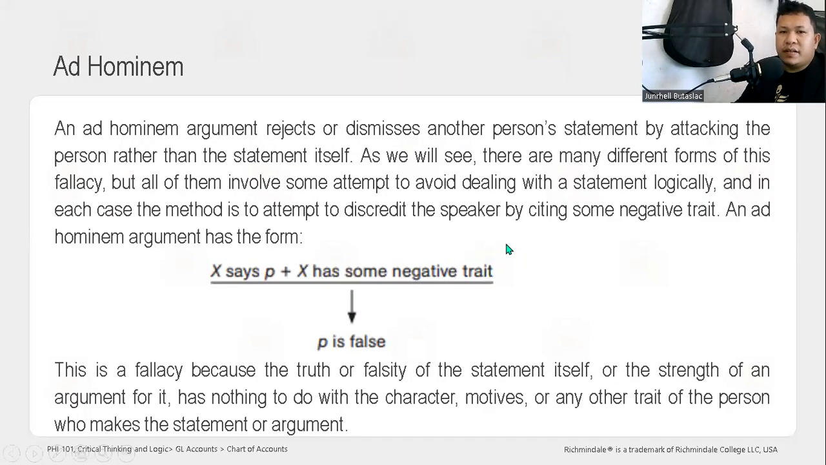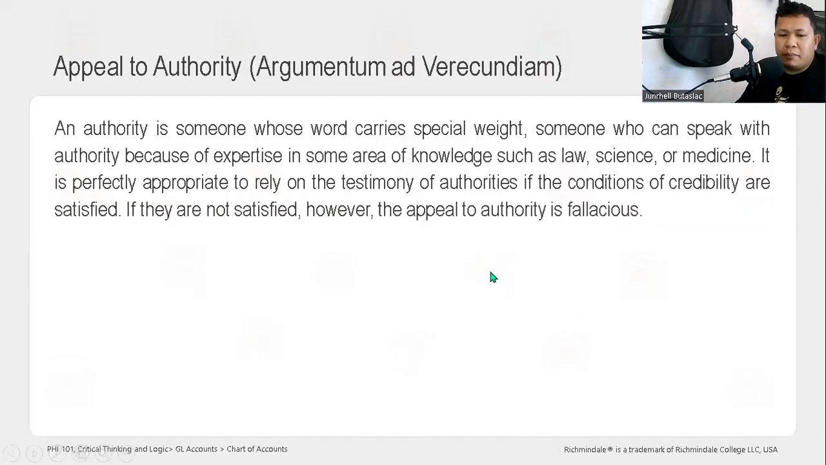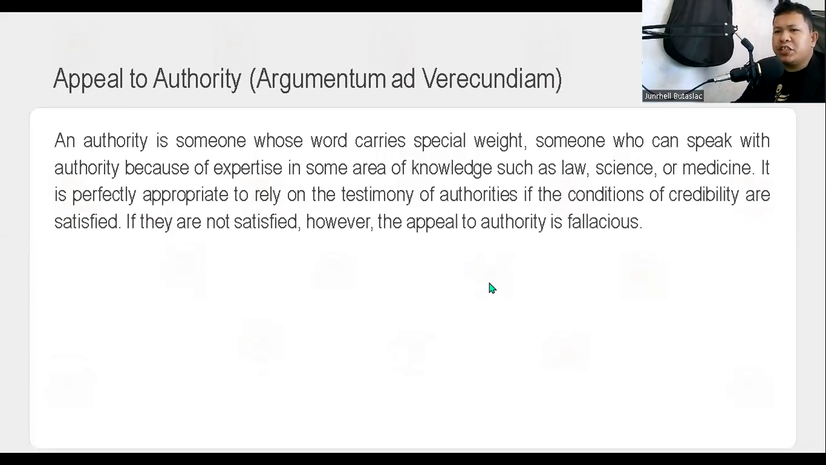Okay, before we proceed to ad hominem, the first condition is that the alleged authority be competent, an expert on the subject matter in question. This is typically violated when people speak outside their fields of expertise.